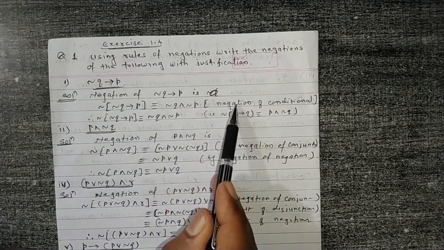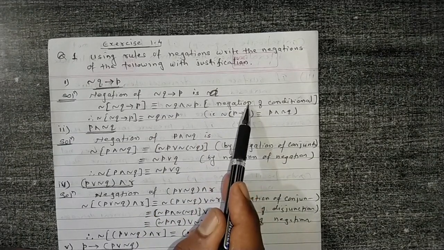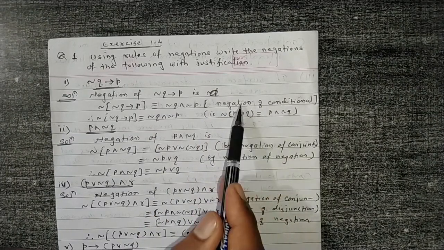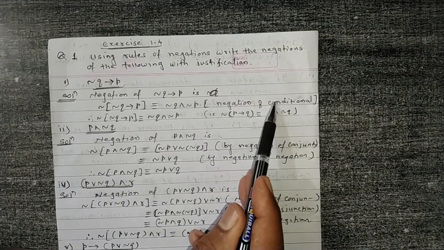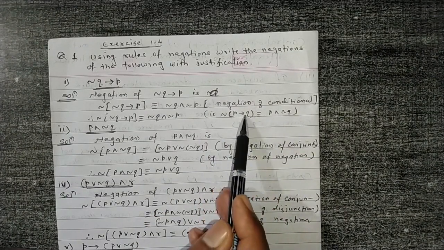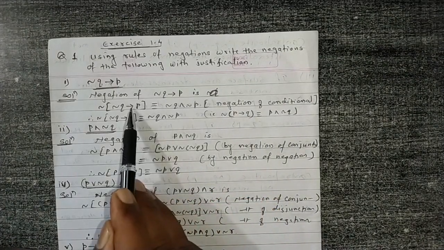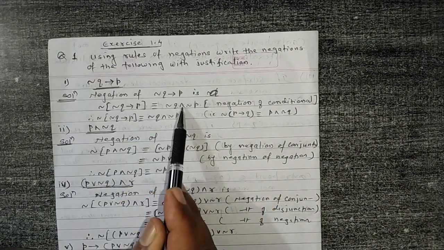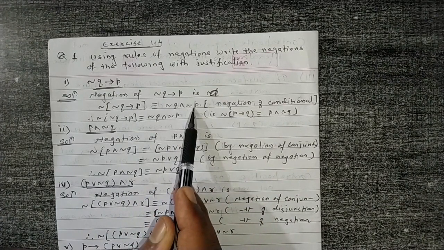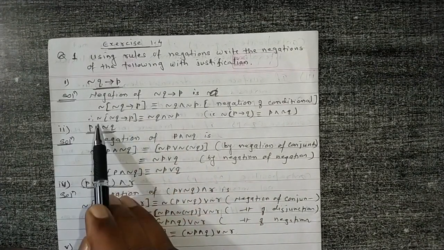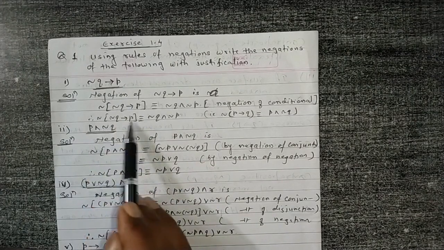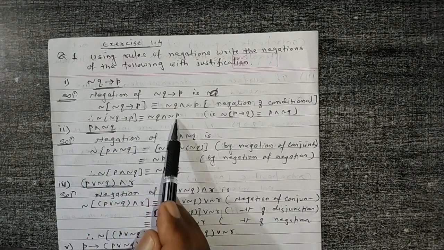That is, we can use the negation of conditional, that is the rule of negation of conditional. Then by using this rule, that is negation of P conditional Q is equivalent to P conjunction negation Q, it can be written as negation Q conjunction negation P. Therefore, the negation of given statement is equivalent to negation Q conjunction negation P.